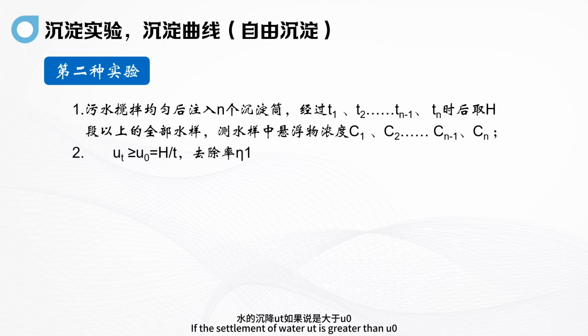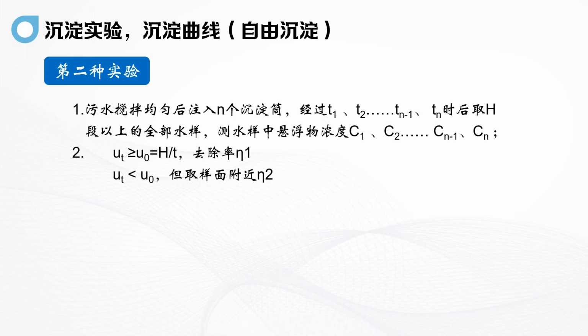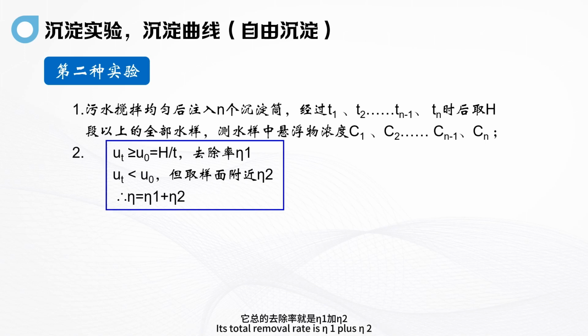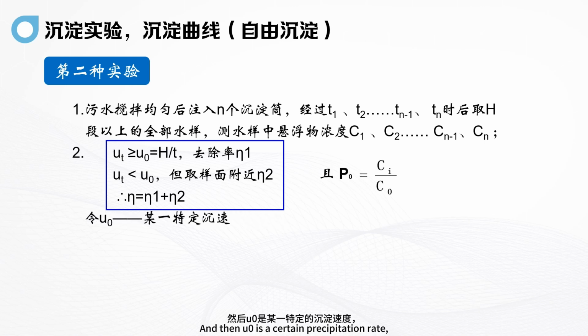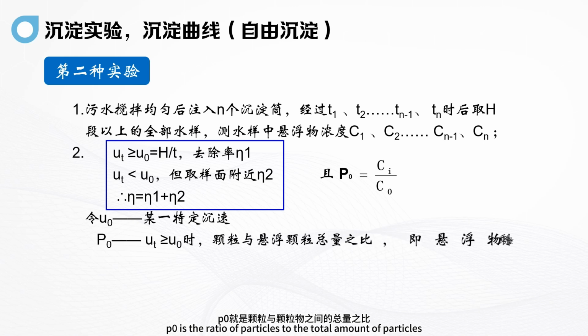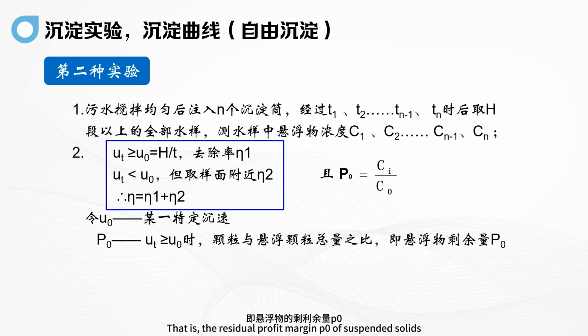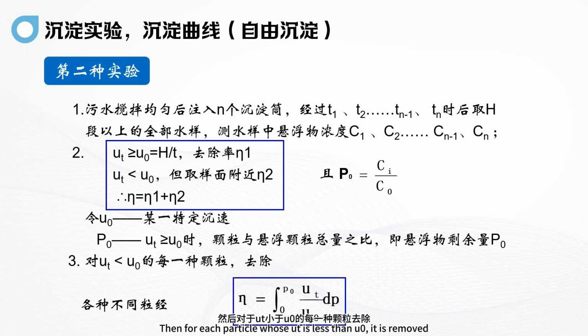Then, if the settling velocity UT is greater than U0, the removal rate is taken as eta 1. If UT is less than U0, but there is a removal rate near the sampling surface, eta 2, its total removal rate is eta 1 plus eta 2. U0 is a certain precipitation rate, and P0 is the ratio of such particles to the total amount of particles, that is, the residual proportion P0 of suspended solids. Then for each particle whose UT is less than U0, it is removed, but its removal effect is different.